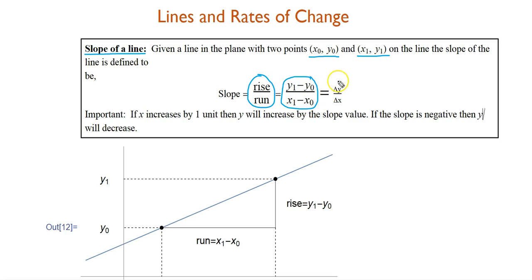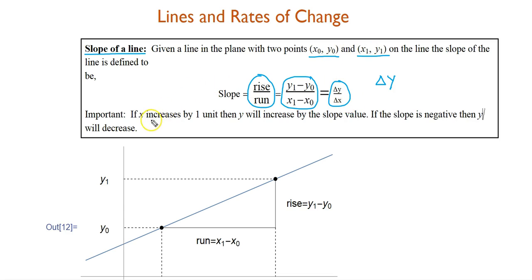Now you may also see this written as a change in y divided by a change in x. So y1 minus y0 represents a change in y as you go from y0 to y1, and the change in x is the distance from x0 to x1. Notice this notation we use, that's called a delta symbol, to represent a change in some variable like y or x. That's very common notation that we'll see used later on when we discuss the derivative.